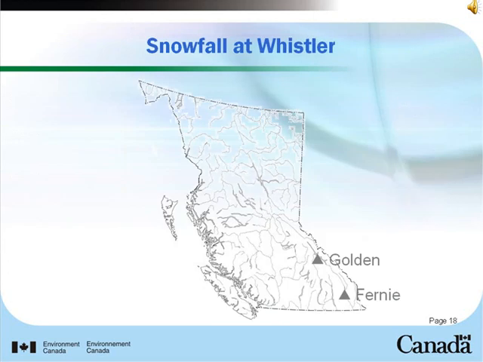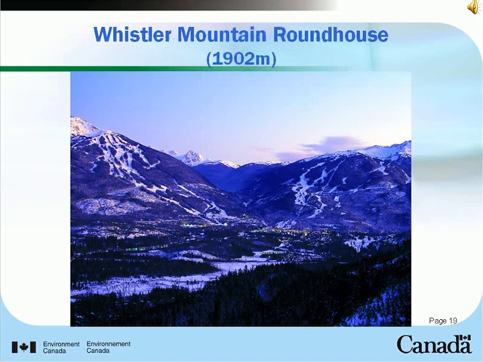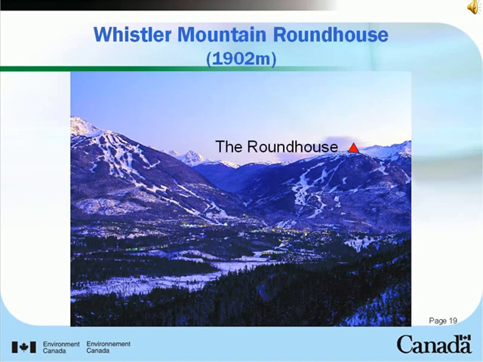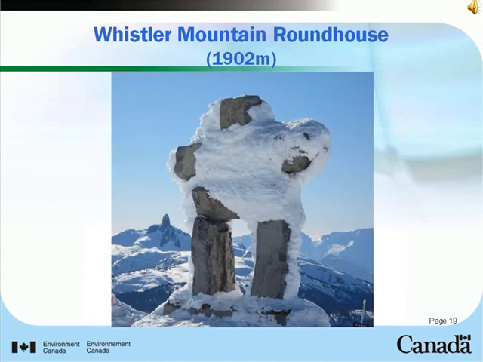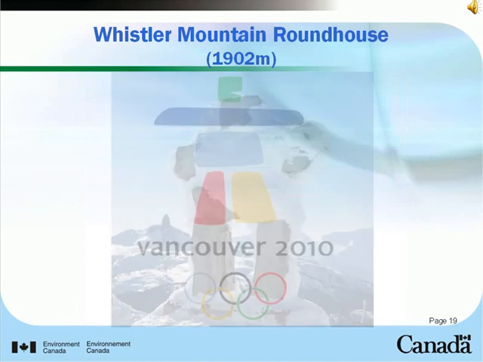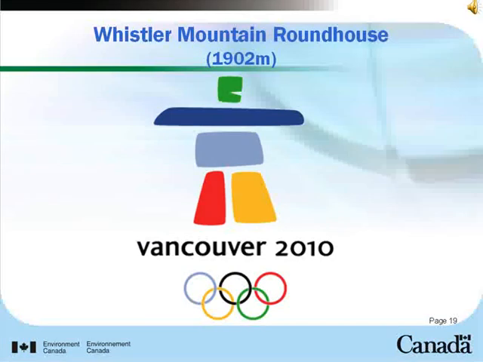Moving to the coast and to a much higher elevation station reveals something about the character of high alpine snowfalls during El Nino. Snowfall records for the Whistler Mountain Roundhouse at an elevation of about 1,900 meters date back to 1973, just prior to the reversal of the PDO from cold to warm phase. Whistler effects are of particular interest because of the upcoming 2010 Olympics.